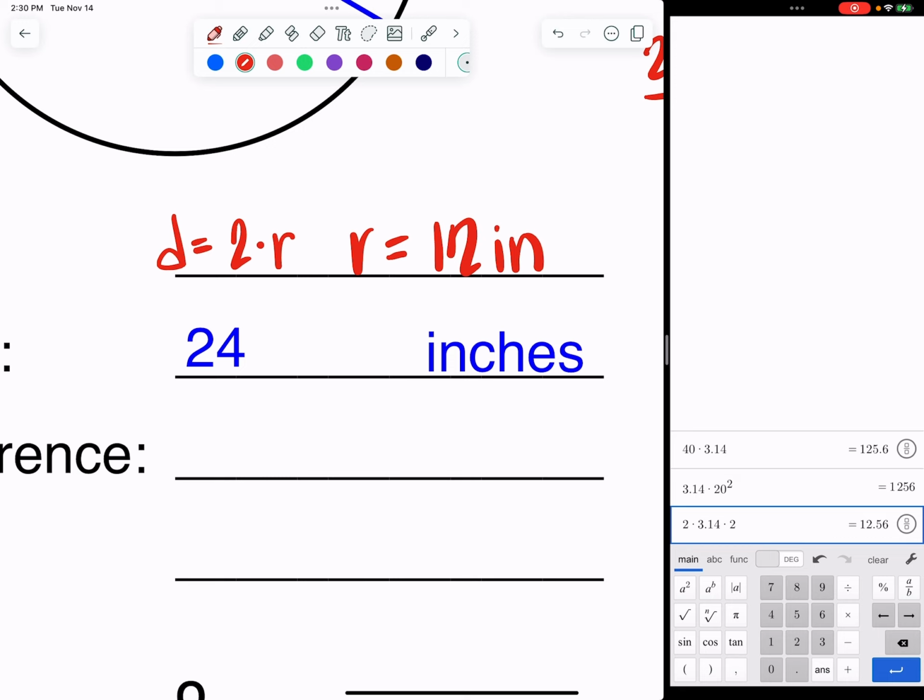Circumference was pi times diameter, since I already have diameter.